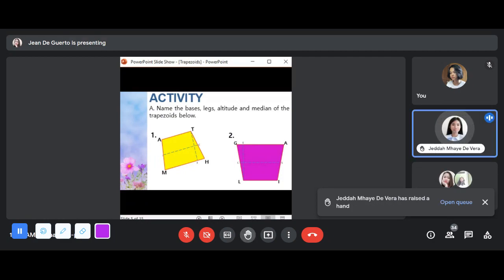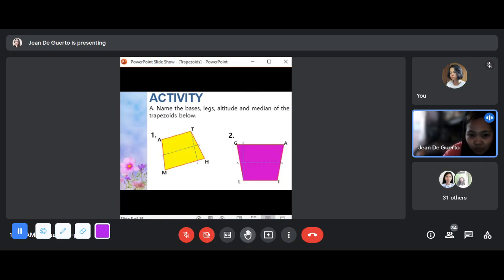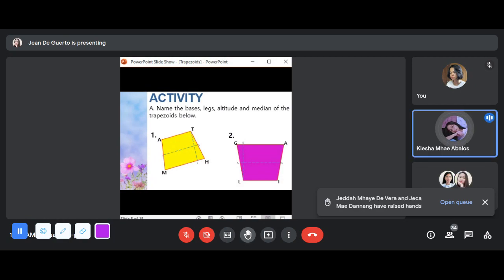Legs. Side GL and AI. Side GL and side AI. And then we have the altitude. Side EL po.